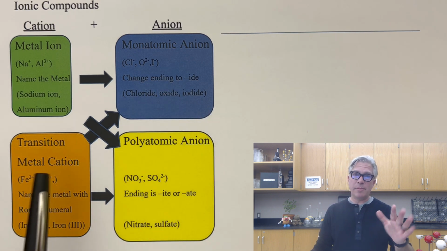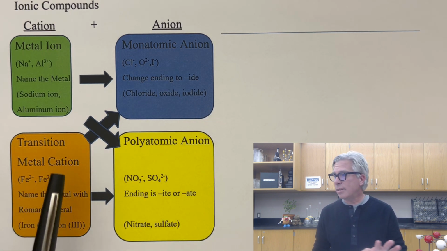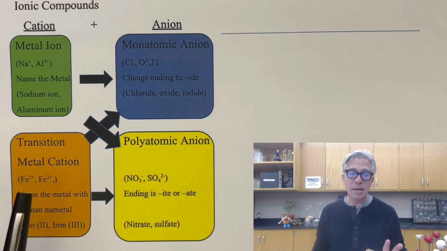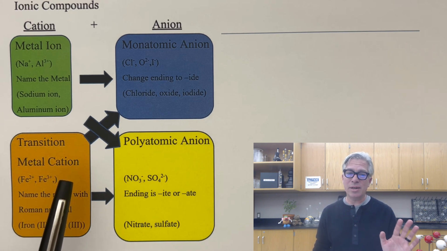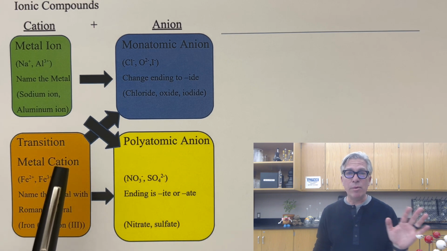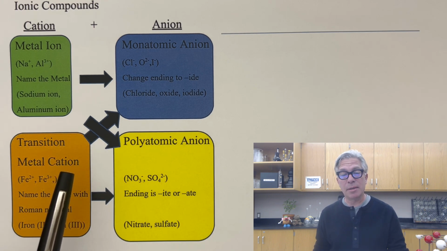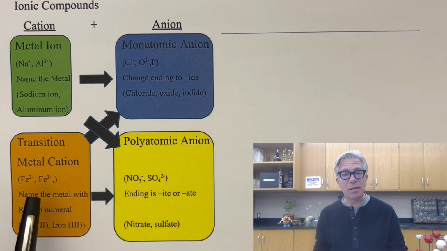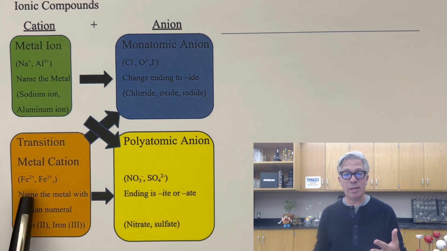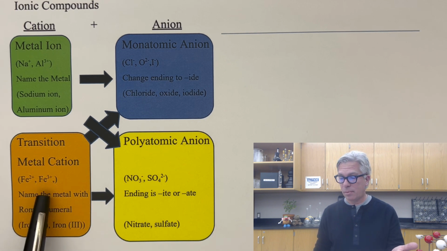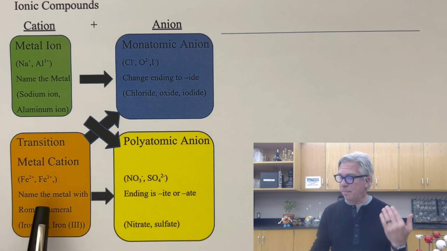Now, I've got to warn you about the transition elements. They decided a long time ago, they had a meeting and they said to each other, hey, you know what? We don't want to be like those boring sodiums and things. We want to make life difficult for chemists. So we're going to have more than one possible charge in many situations. Like iron could be a +2 or +3. How are we going to deal with that? So those get their own category.